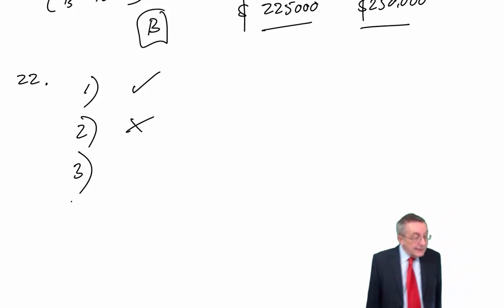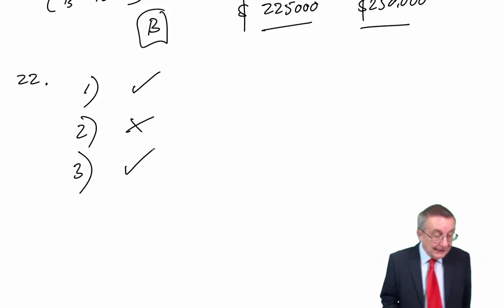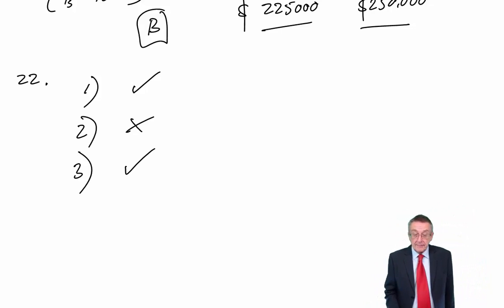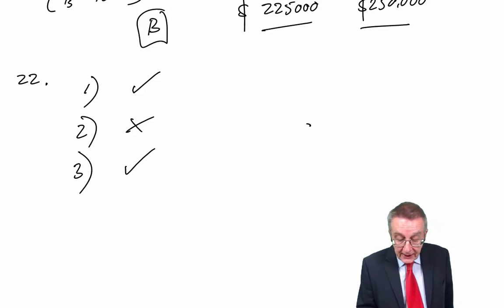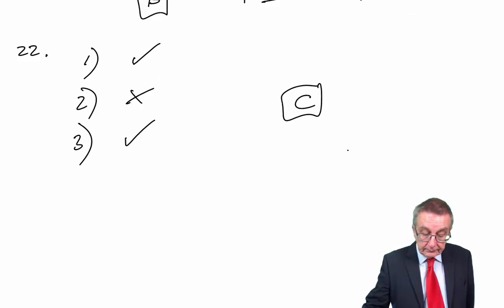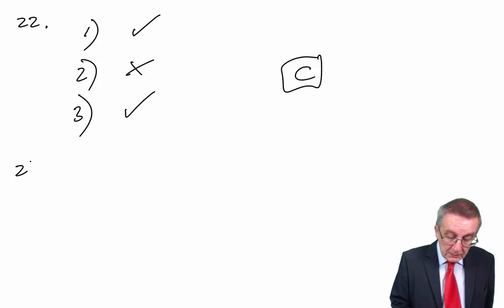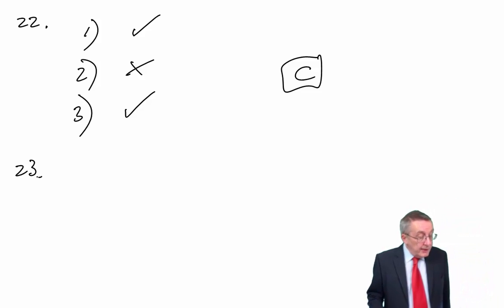Number 3, surplus on revaluation. Yes, I've already mentioned that does appear there. And so the correct answer is C. 23.